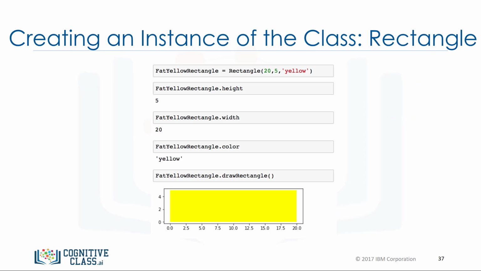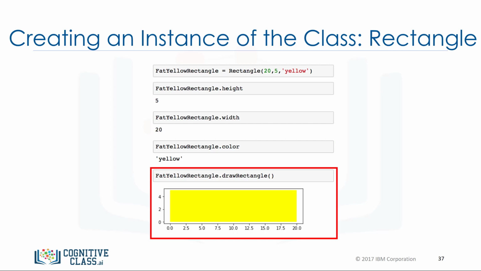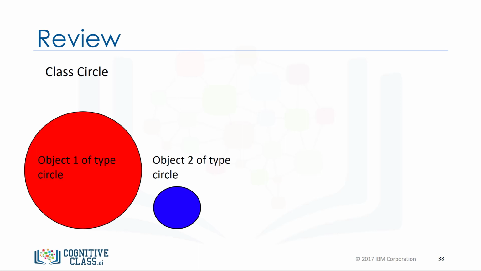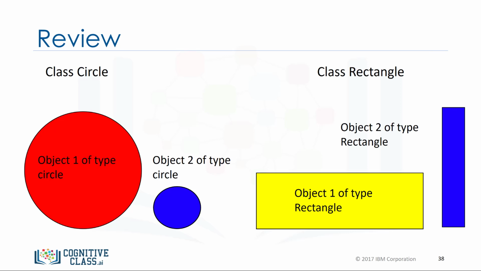In the lab, we have a similar class for rectangle. We can create a new object of type rectangle using the constructor. We can access a data attribute of height. We can also access the data attribute of width. We can do the same for the data attribute of color. We can use the method drawRectangle to draw the rectangle. So we have a class, and an object that is a realization or instantiation of that class. For example, we can create two objects of class circle or two objects of class rectangle.